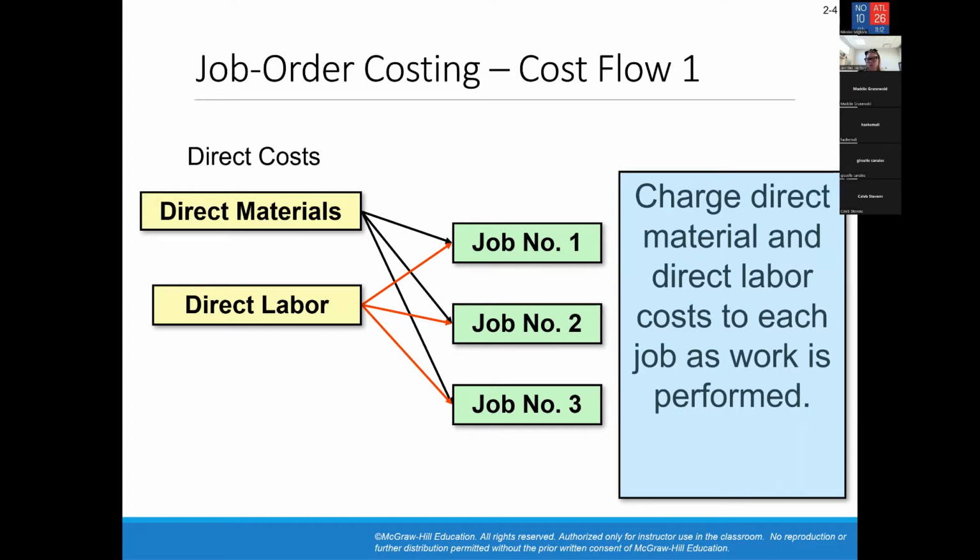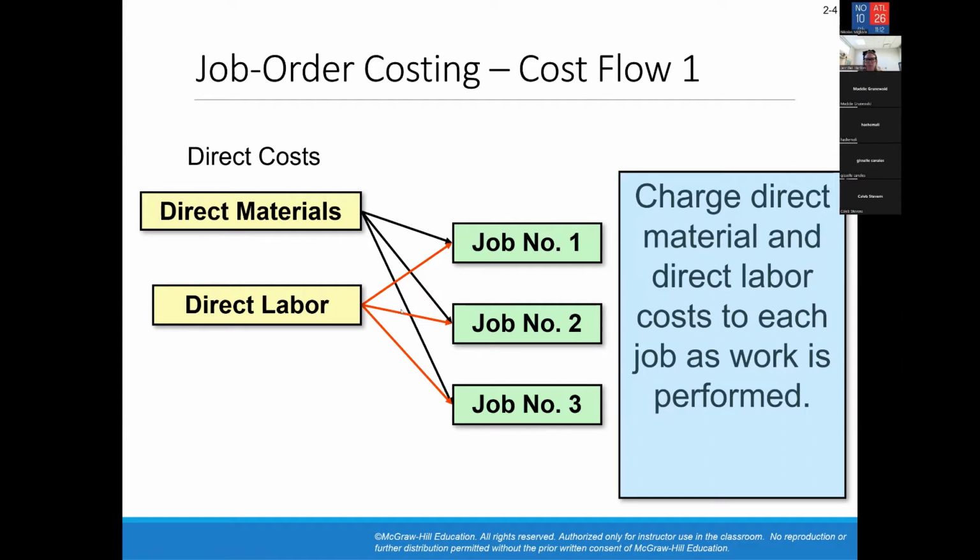Is it taking longer than what you estimated? Is it, maybe not as much? So there's a lot of things to look at when you have job order costing. I'm very familiar with that when it comes to a construction type company. All right, so let's look at direct materials.